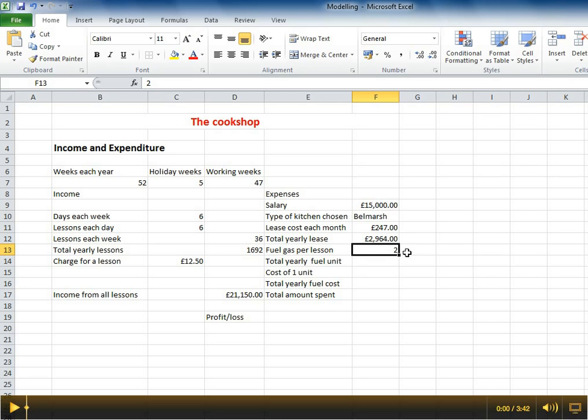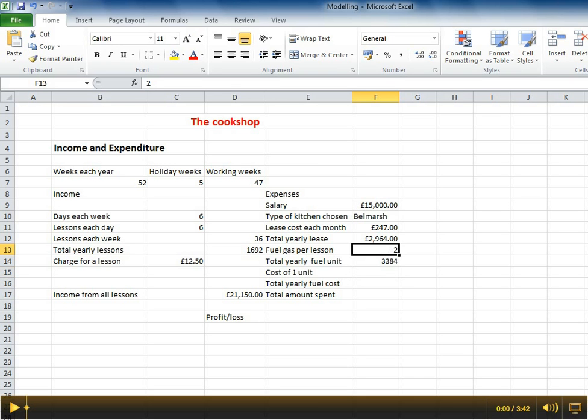The next task is to work out the fuel usage. Now we're using gas, so how many yearly fuel units do we use? Well, each lesson uses 2 units of fuel, so the multiplication is number of lessons multiplied by 2. I select the number of lessons per year, D13 appears, multiplied by the fuel used per lesson, which is F13, and press enter. So currently the units are 3,384 units of fuel used each year.